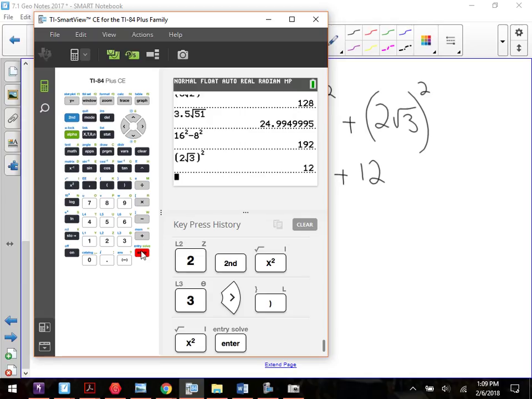Some of these numbers you're going to start to recognize real quick. 2 root 3 squared is always 12. You're going to know 2 root 2 squared is always 8. Yes, ma'am? 8.1 still? I don't know. Did I agree there? Yes, sir.